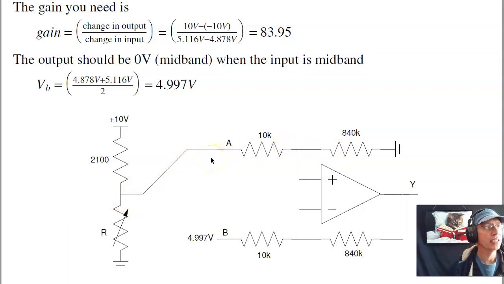The gain I need, gain is output over input. The output changes by 20 volts as the input changes by 0.2 volts, which gives an 83 to 1 ratio. So pick this to be 83.95 to 1. The output should be 0 volts when A and B are equal. When I'm at mid-band, 4.997 volts, the output should be 0. So make the offset 4.997 volts. What that does then, as the resistor goes from 2000 to 2200 ohms, output goes from minus 10 to plus 10 volts.